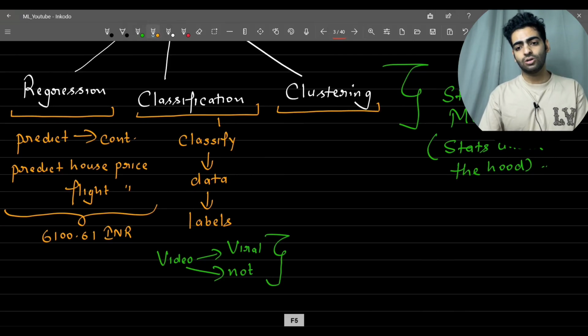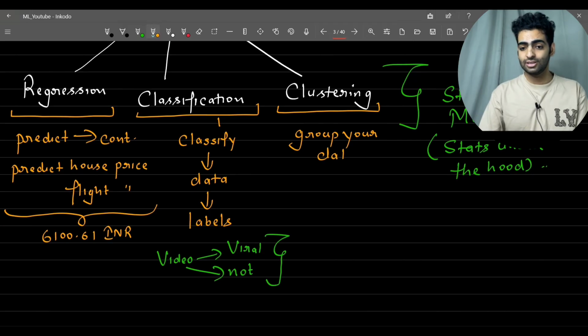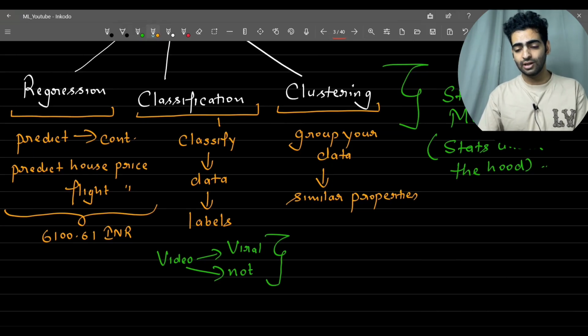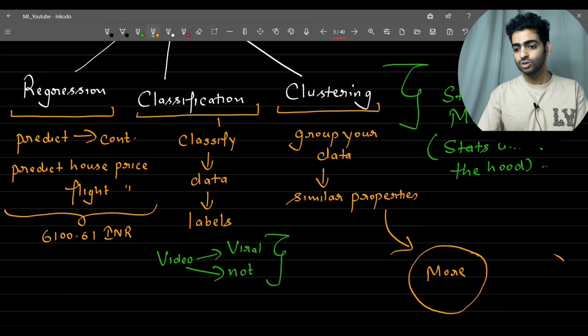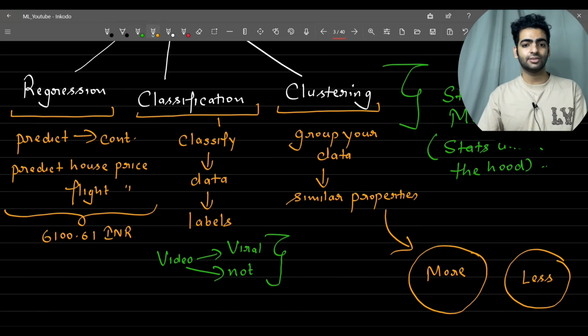Clustering is all about when you have to group your data into clusters based on similar properties. Let's say I have to create a group of all those people who have more income, and another group for all those people who have less income. That's where clustering algorithms come into existence.